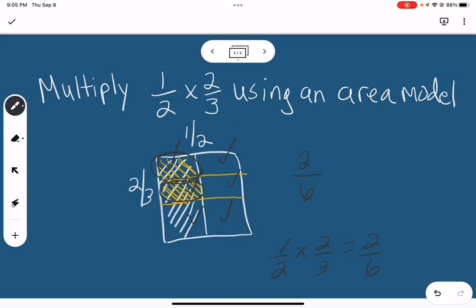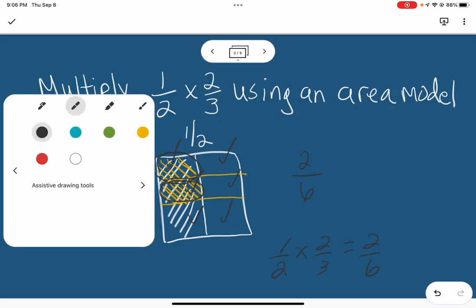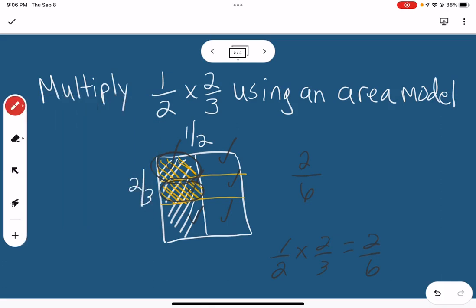Uh-oh. Now, this is where I was hoping that you would see a pattern, right? So you could take a shortcut next time, just like we did on the first screen. What is the shortcut? If I multiply straight across 1 times 2, I get 2. Multiply straight across 2 times 3, I get 6. So I don't need the diagram. The diagram helps us visualize it and understand it, but really all I need to do is multiply and then, if possible, simplify.